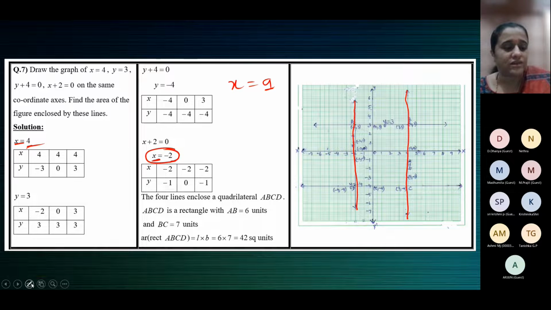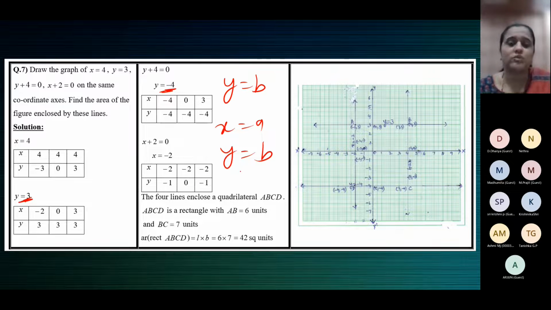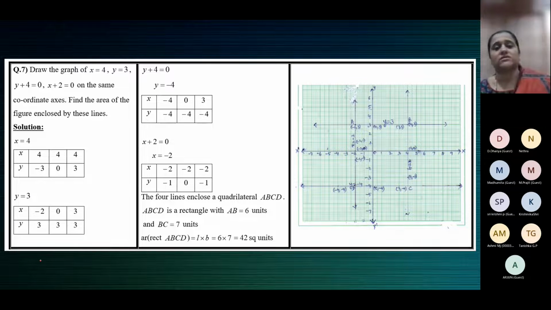Now observe these graph lines. Y is equal to 3, y is equal to minus 4. Y is equal to a positive value, y is equal to a negative value. So the standard form is y is equal to b. X is equal to a, y is equal to b. Y is equal to b, that is y is equal to a constant. That constant can be positive or negative. So when it's y is equal to, it's parallel to the x-axis.